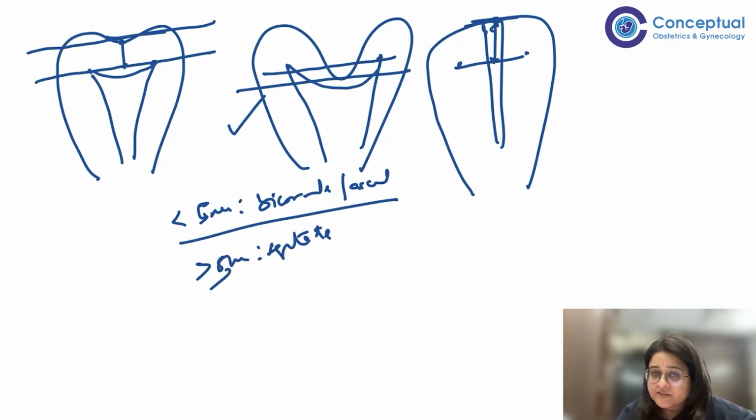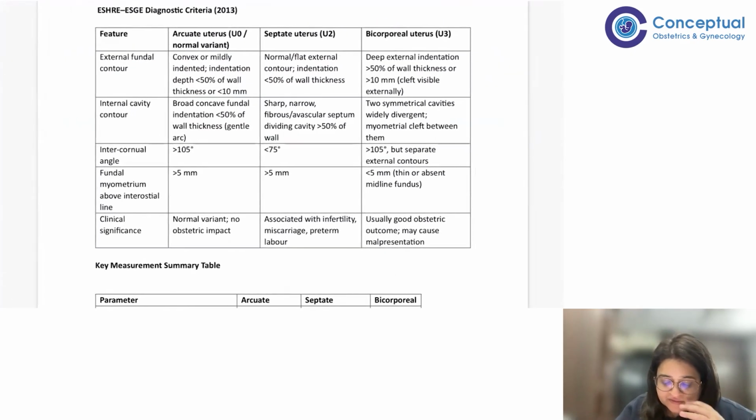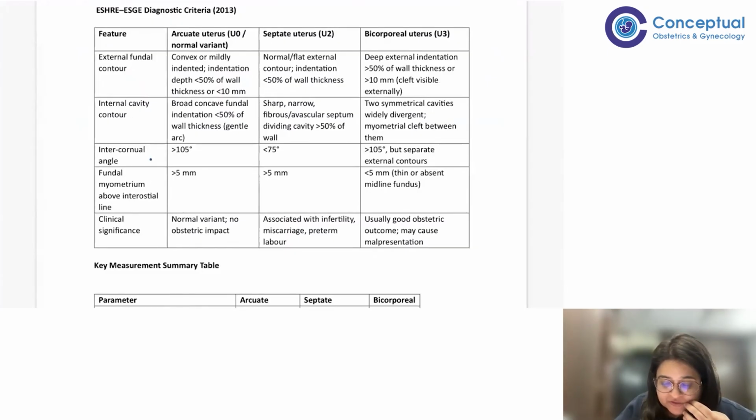Okay, there are a few other things we see. We see the intercornual angle. That is, if it is this angle here, if it is acute or obtuse, right? That is one angle we see. And we see a few other things. So the intercornual angle, if it's more than 105 degrees, it is likely to be an arcuate uterus. If it's less than 75 degrees, it's likely to be a septate uterus. More than 105, again, a bicorporeal uterus.